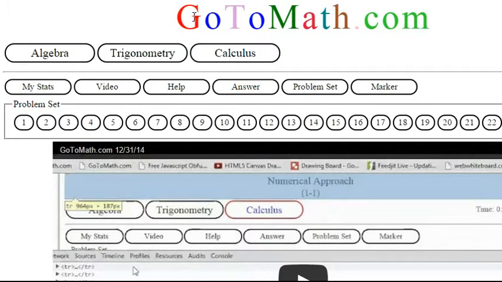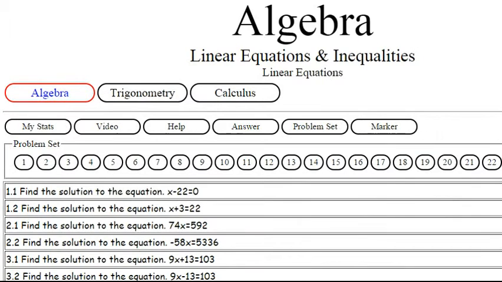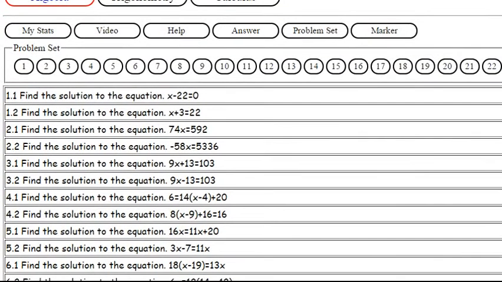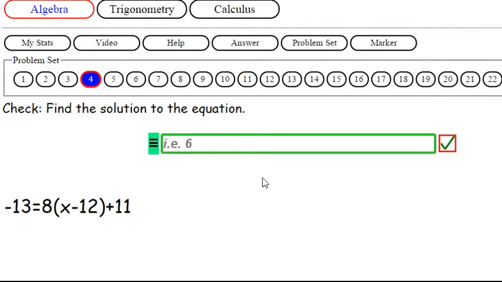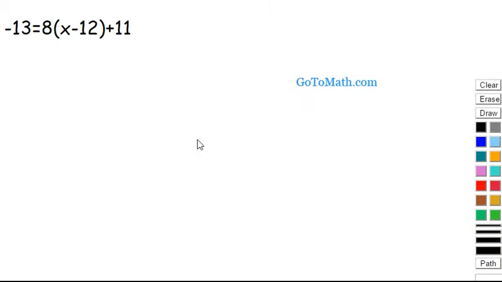We're over here at gotomath.com. Let's go down to linear equations, and let's go down to 4.1. Bring up the marker board, find the solution to the equation. That's what most of these problems will say in this section.